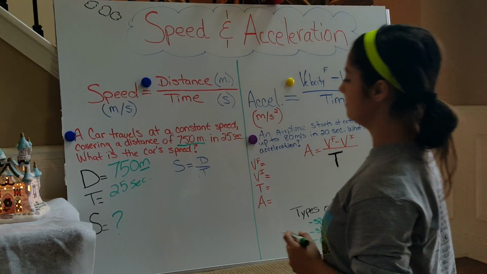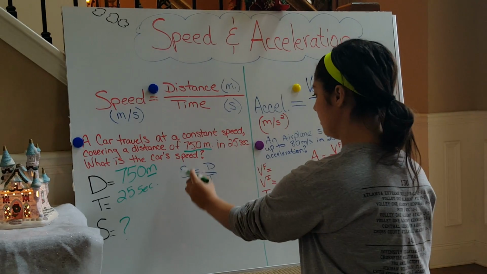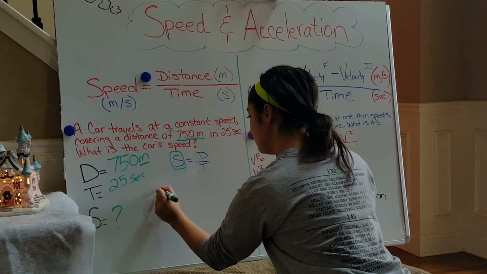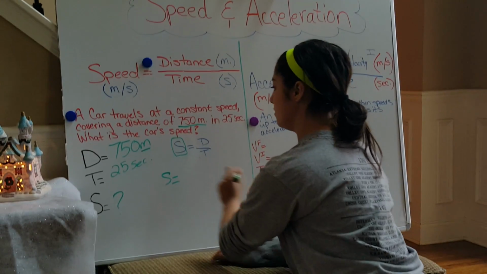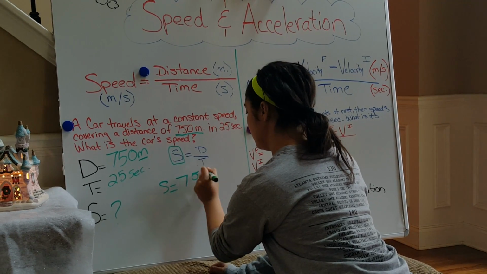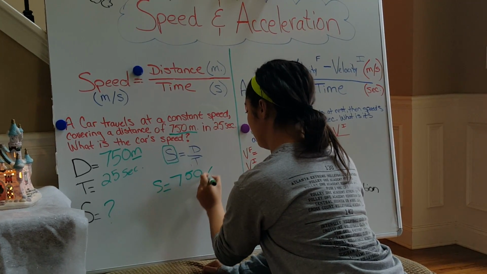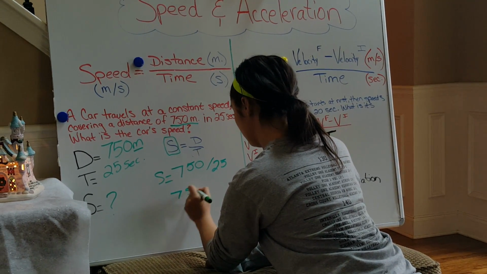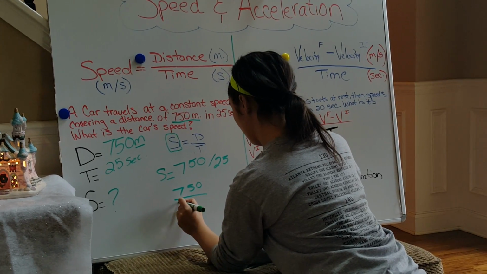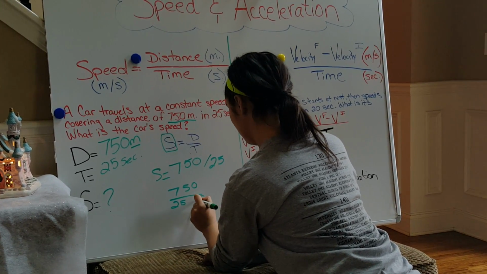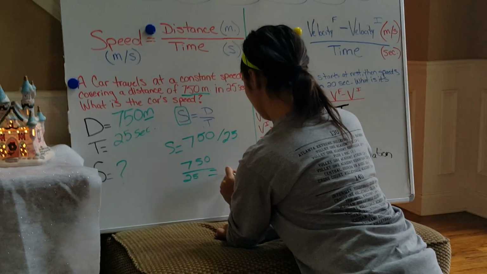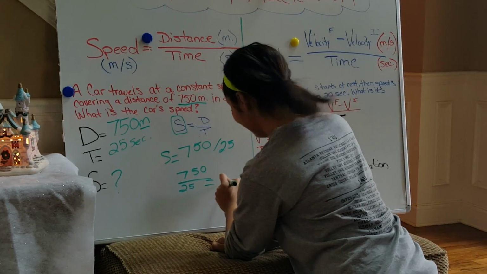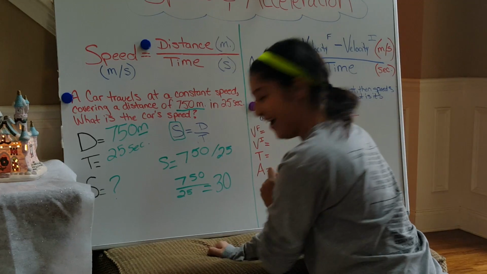Okay, so you're going to divide, because we are finding S. So you're going to divide. We'll do S equals 750 divided by 25. So when you do that, it should give you 80? 30. 30. I do not have a calculator.